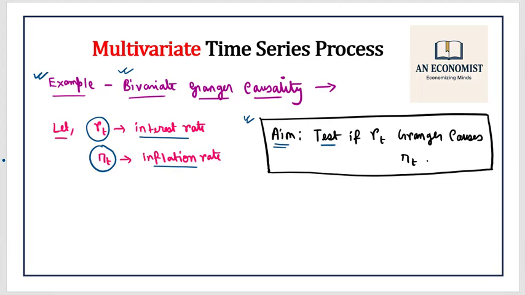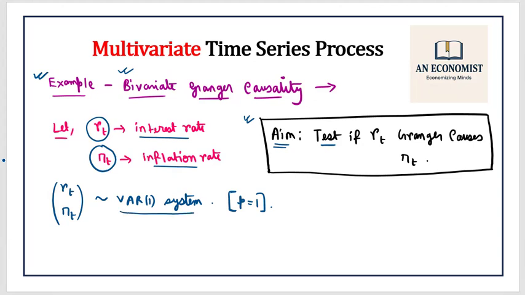So first step is that we will assume that this RT and pi t follow a VAR(1) system. They follow a VAR(1) system for simplicity. For the simplicity of the example, you can take any value p in VAR(p) in general. Here for simplicity, I am taking p equals to 1, right? So RT and pi t follow VAR(1) structure. And we want to know whether RT Granger causes pi t or not.